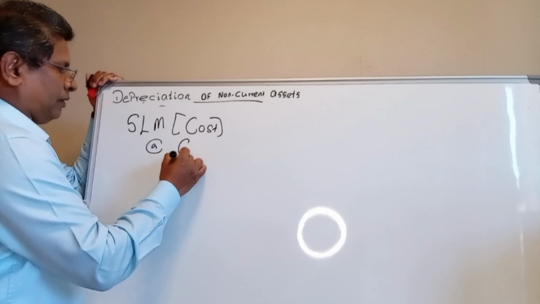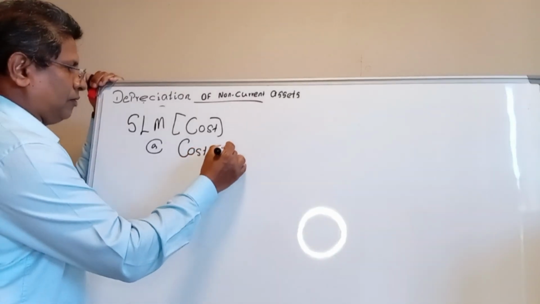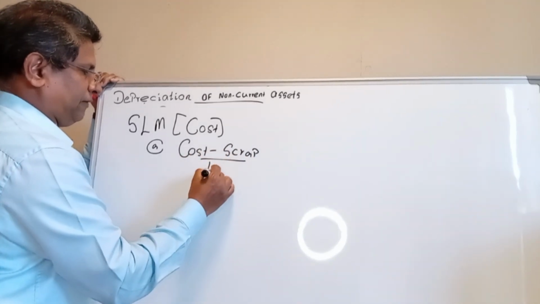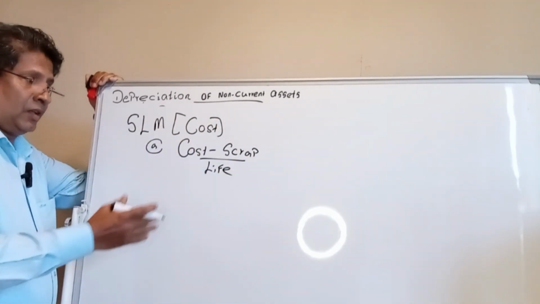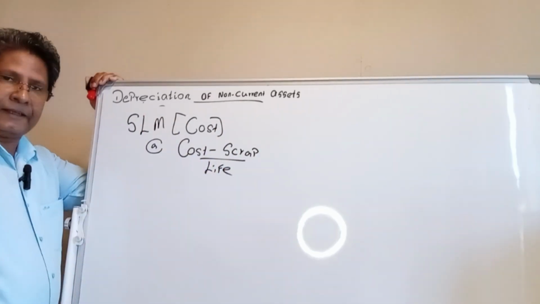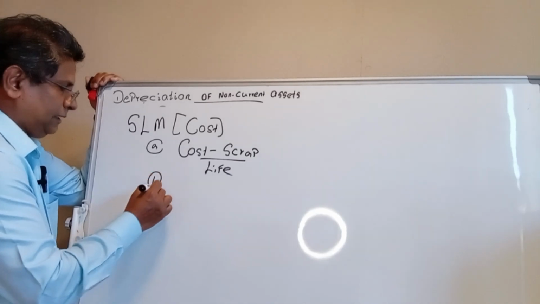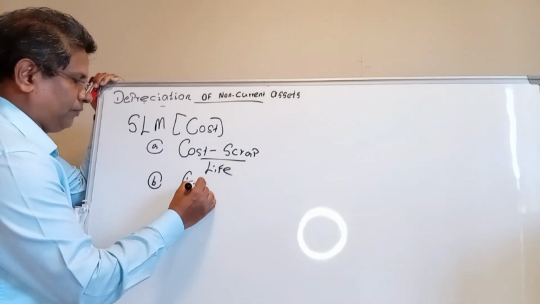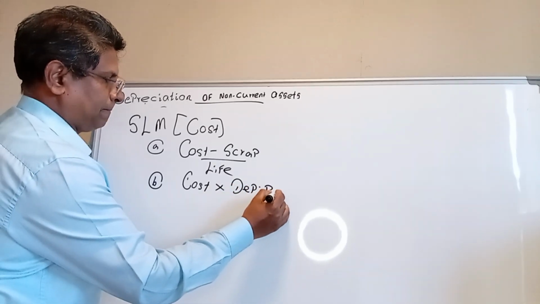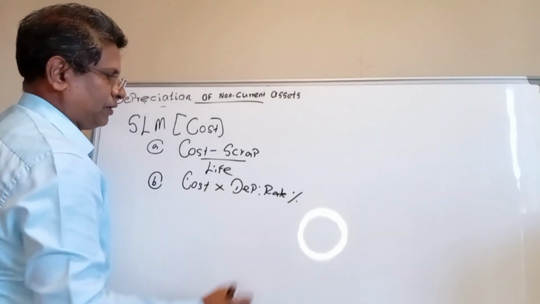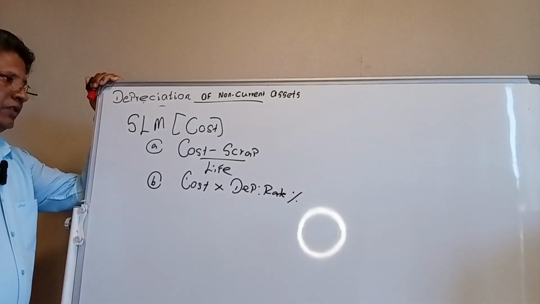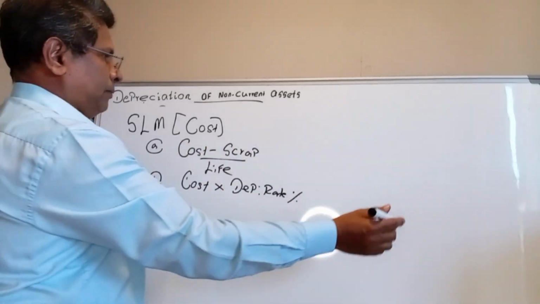One, the cost minus your scrap value divided by the life. Isn't it so? Cost minus scrap value divided by the life, or the residual value divided by the life. The other one could be the cost straight away into the depreciation rate. Straight into the depreciation rate could be the second way that we have to find the depreciation for the question. Okay, so straight line method, we have no issues at all.